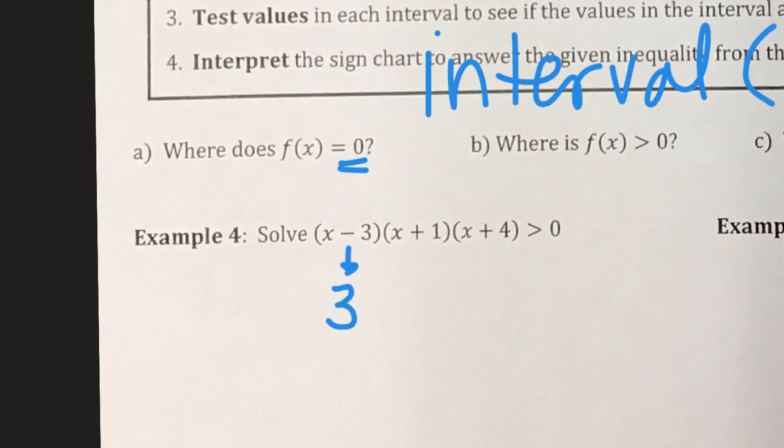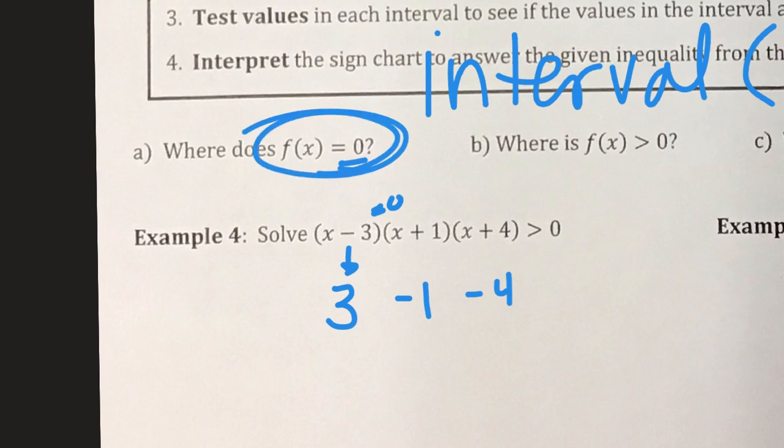Right, positive 3, because what we're doing is setting each of these equal to 0. So x minus 3 equals 0 means x equals 3. Okay, x plus 1 equals 0, so x equals negative 1. x plus 4 equals 0, so x equals negative 4. Those are your zeros, that's where the y value equals 0. That's our first part, x equals these numbers.